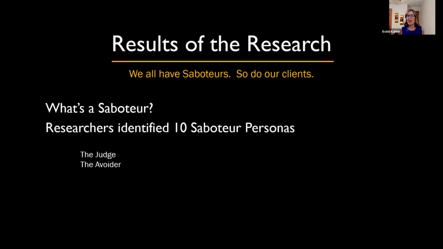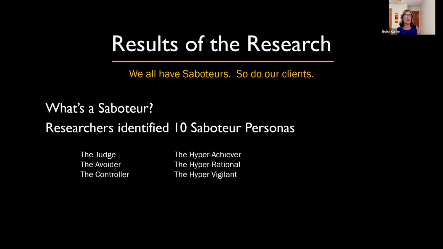So then we have the accomplice saboteurs. And as I go through these, think, which ones of these might I have? Because most people have 2 to 3 predominant ones. Some people have more than that. And also, which ones might your clients have? Okay, so we have the avoider, we've got the controller, we have the hyperachiever and the hyper-rational, we have the hyper-vigilant, we've got the pleaser, the restless, the stickler, and the victim. And they're kind of self-explanatory.